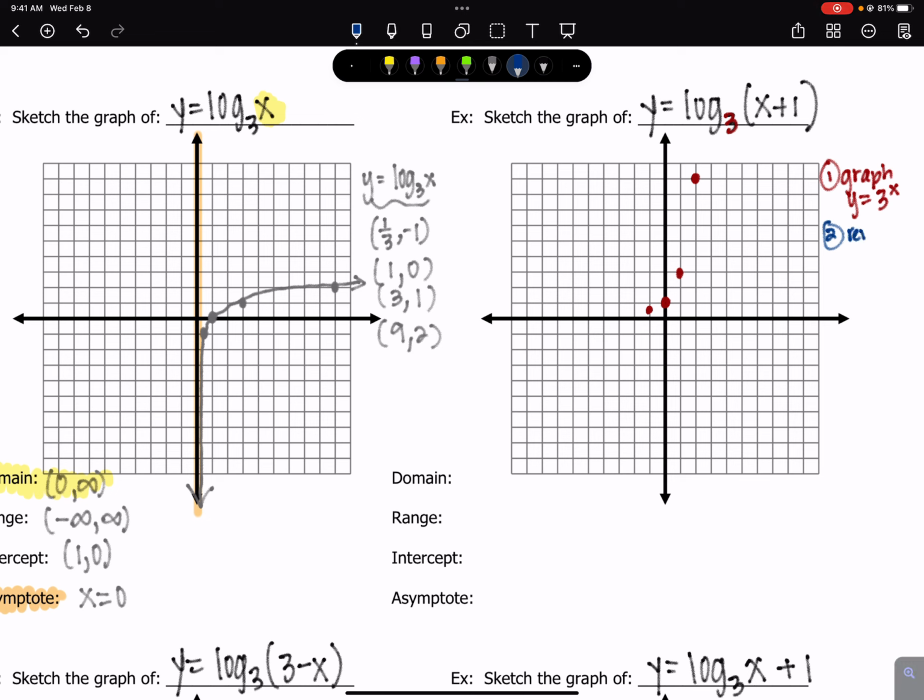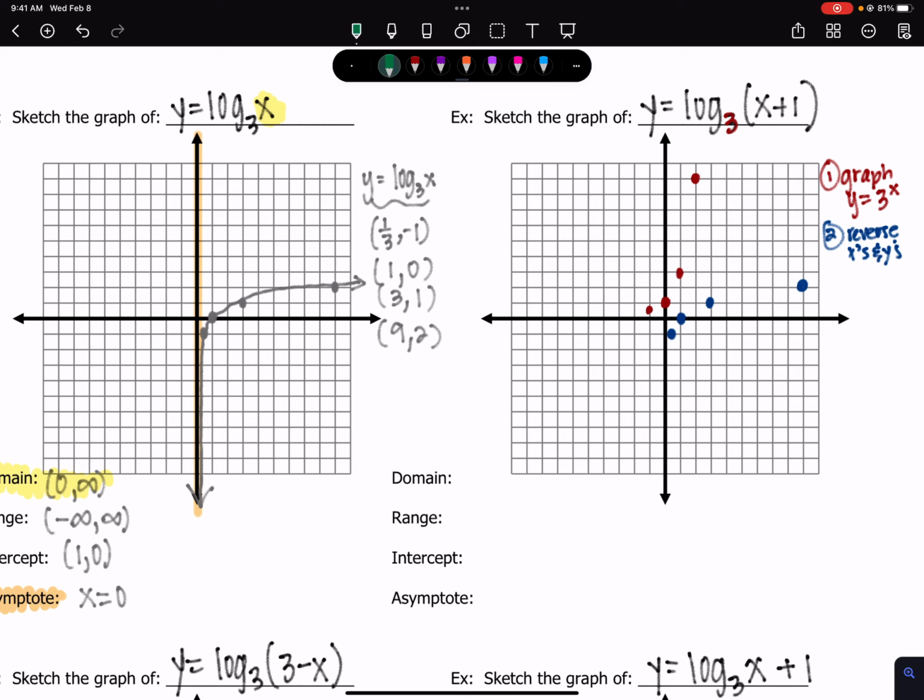So reverse the x's and y's and replot. So instead of (negative 1, 1/3), I'm going to have (1/3, negative 1). And then instead of (0, 1), I'll have (1, 0). (1, 3) will become (3, 1). And (2, 9) becomes (9, 2). And now the blue dots reflect the logarithmic function, okay? So I'm closer to graphing y equals log base 3 of x plus 1.